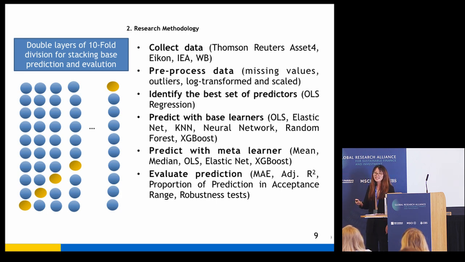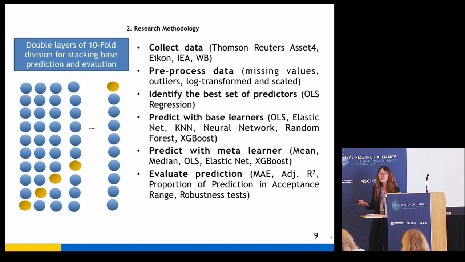We go through a process to train the model and to test the model. Our data come from Access4, from Aiken, from IEA, and from World Bank. We need to go through some data pre-processing first, like how to deal with missing values, because a lot of firms, while they have revenue data or access data, don't have other information, like intangible access. So one of the decisions we need to make is how to deal with missing values and how to deal with outliers.